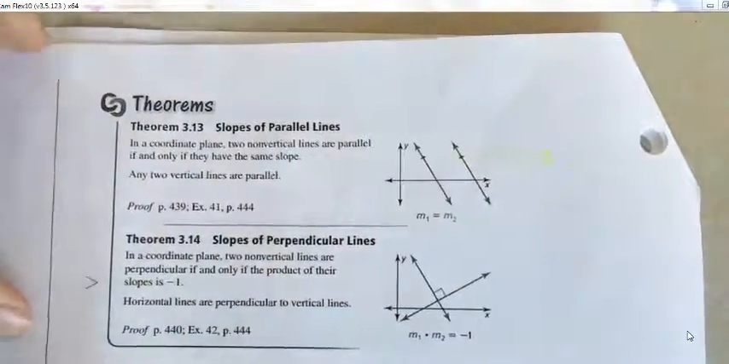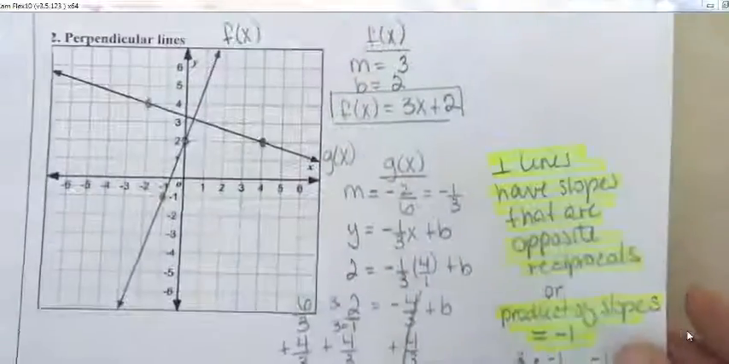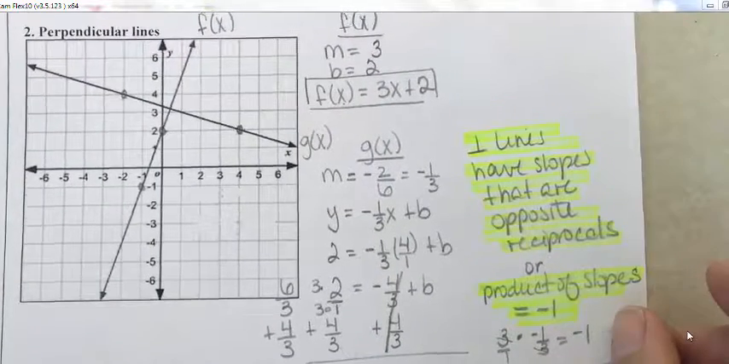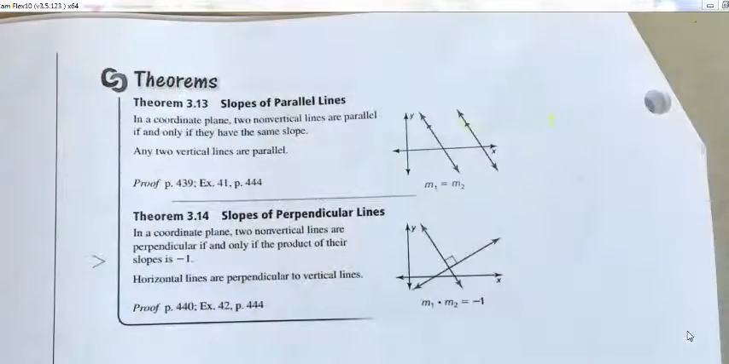And yesterday when I left you, we had just talked about the fact that parallel lines have the same slope and that perpendicular lines have slopes that are opposite reciprocals, or basically the products of those slopes equal -1. And that's exactly what these two theorems state.